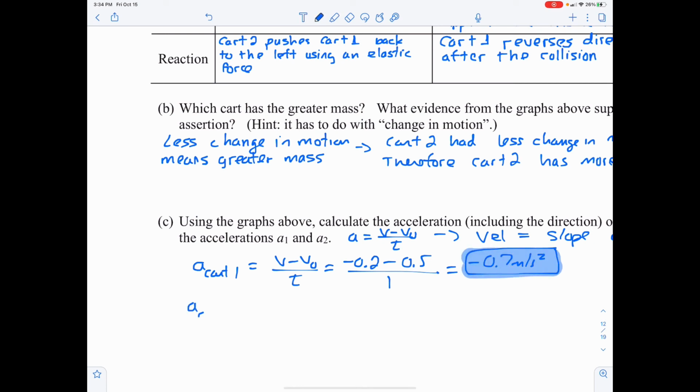The acceleration of cart 2, same idea. v minus v naught over t. This one is going to be 0.2 minus 0 over 1.